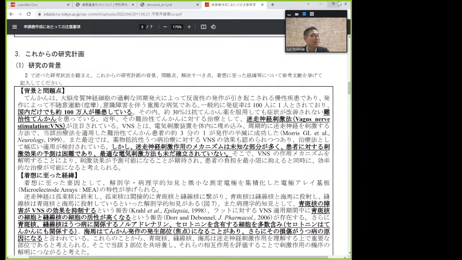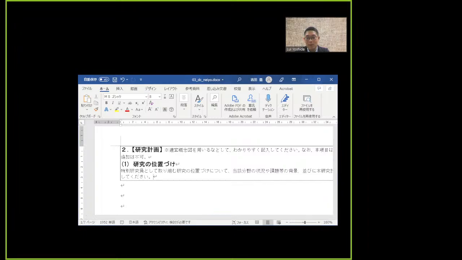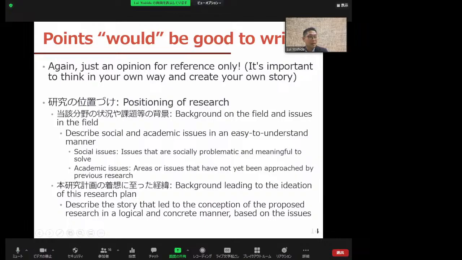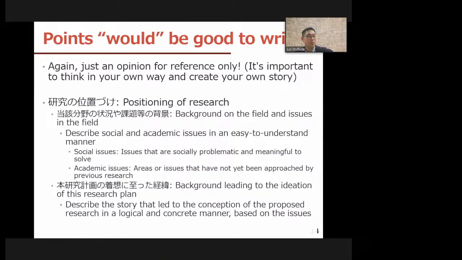So something like that. I would recommend you to write the social issues and also academic issues. And next is the background leading to the ideation of the research plan.